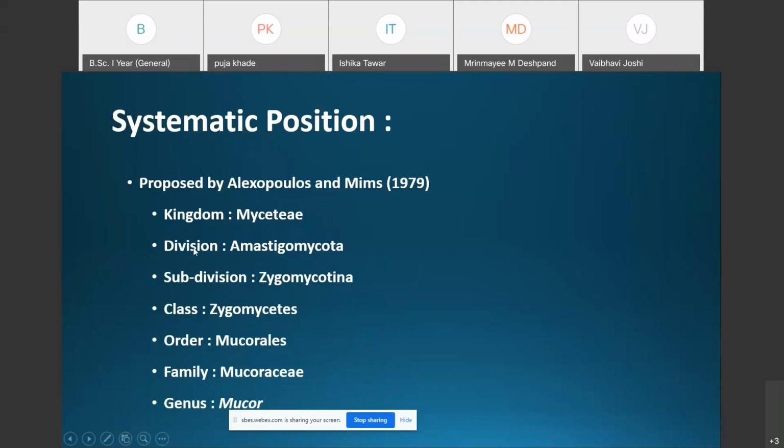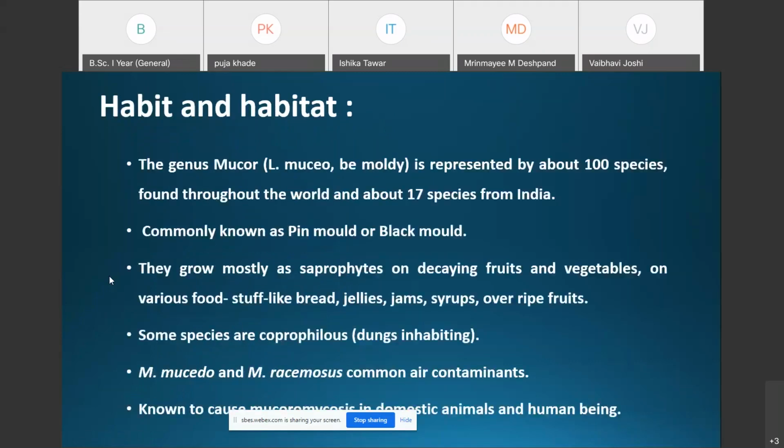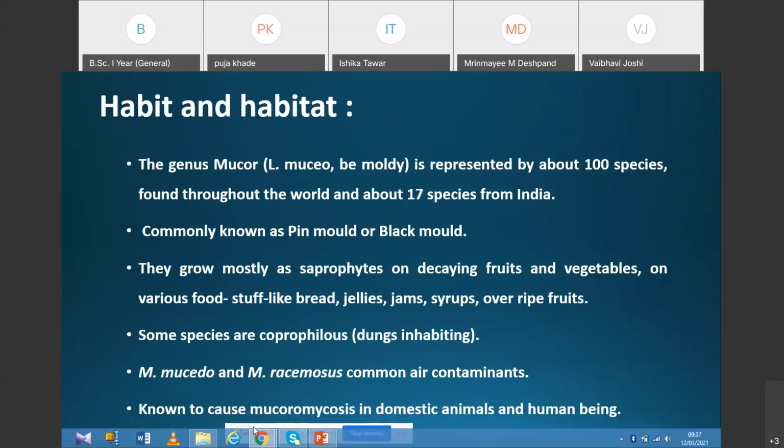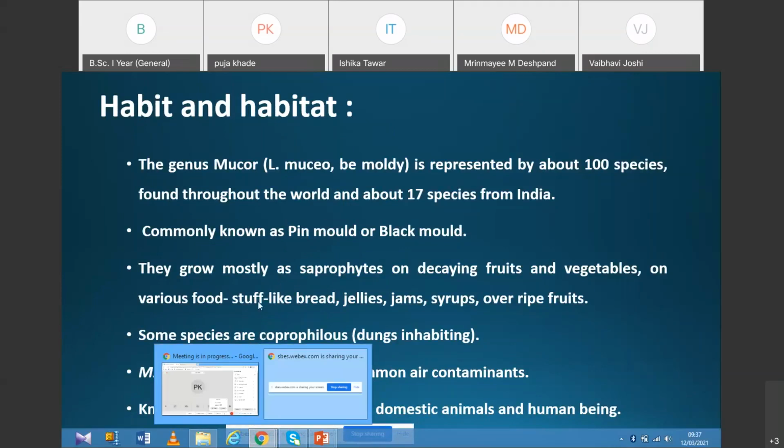The classification of Mucor: kingdom Mycetae, division Amastigomycota, subdivision Zygomycotina, class Zygomycetes, order Mucorales, family Mucoraceae, and the genus is Mucor. Then, regarding the habit and habitat of Mucor.